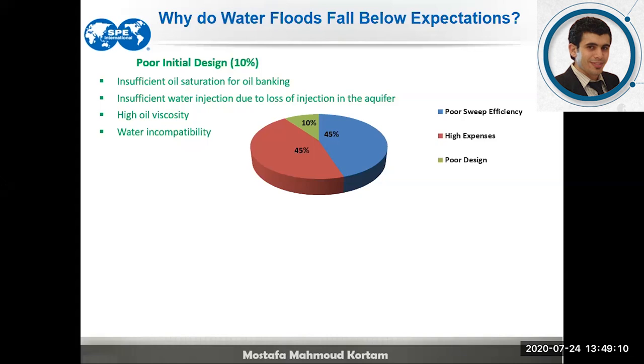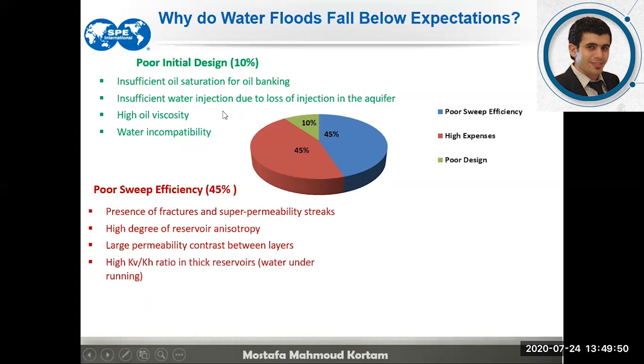Also, you may choose an incompatible water that can lead to scaling or to souring your reservoir by introducing bacteria and so on. Most of those things come due to the design that a reservoir engineer does in his routine work. So once they decide on water injection, you should choose the optimum and best conditions that can lead to a successful water injection.